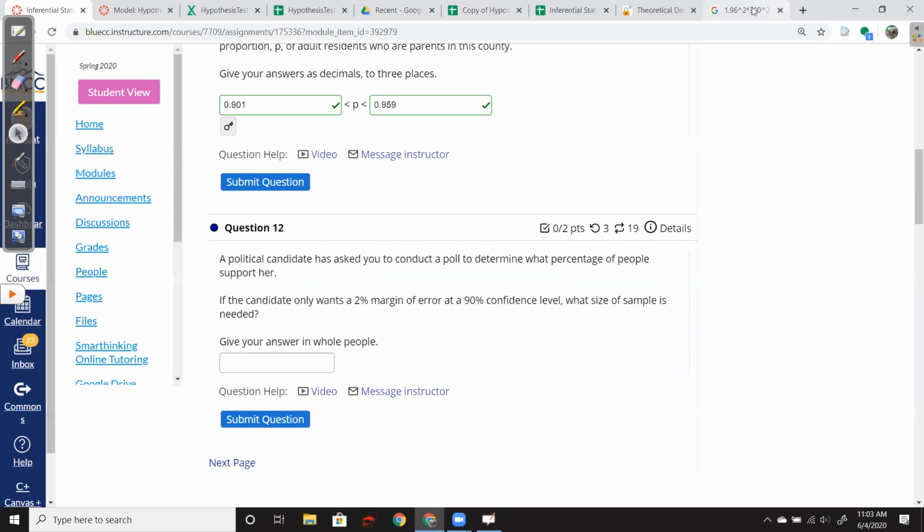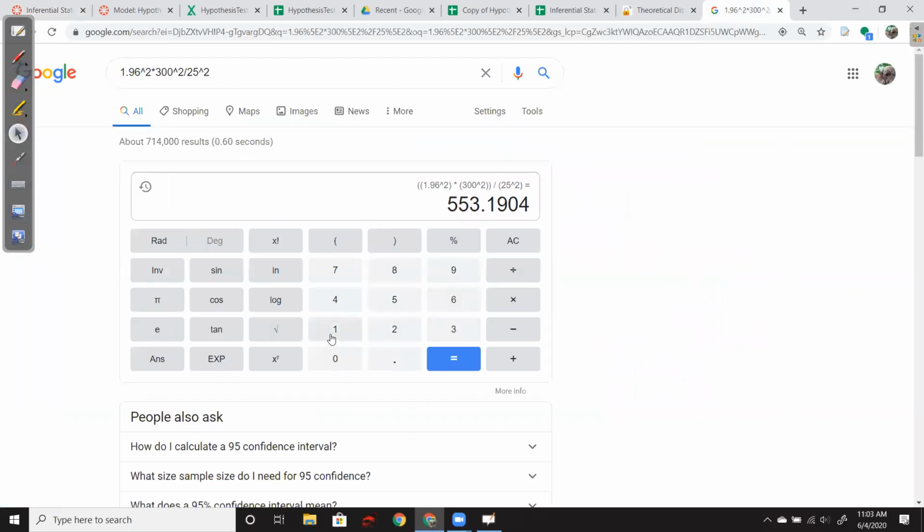I'll just use a regular calculator, I think. So 1.645 raised to the second times 0.5 times 0.5 divided by, she wanted 2%, so 0.02, and that's going to be squared. I think that looks right. So this says I would have to sample, and we always round it up, so 1,692 people is what we would go to here.